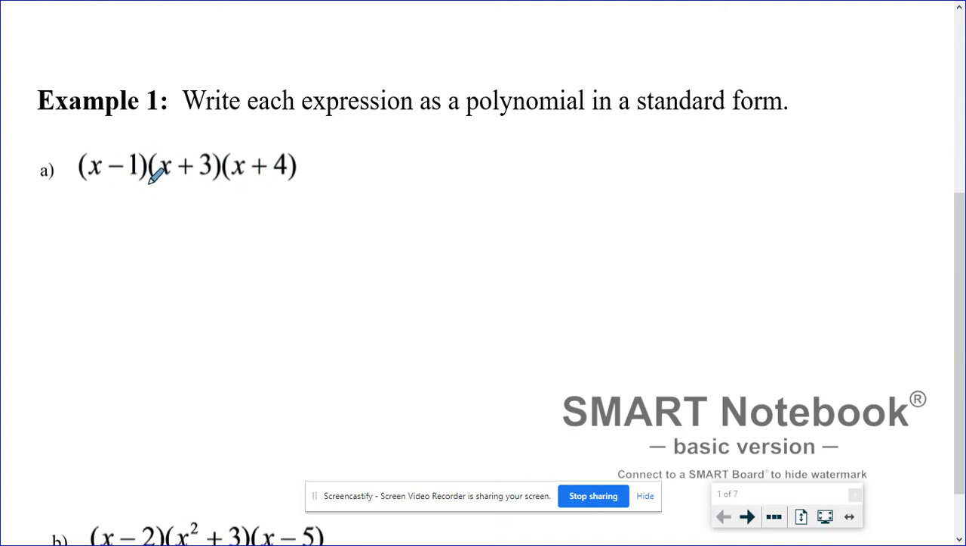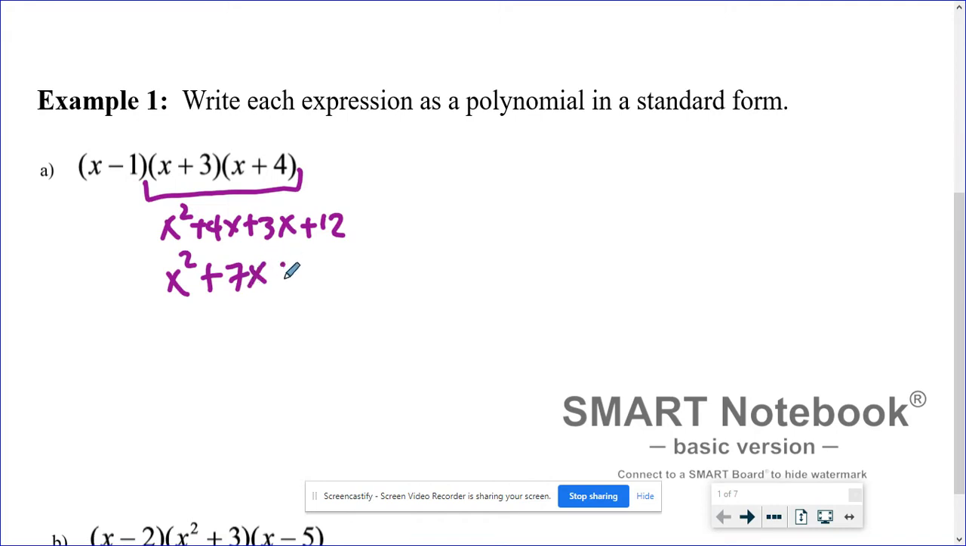three binomials, what I'm going to do is multiply two of them together first. Doesn't matter which two you pick, I'm just picking those two. So x times x is x squared, x times 4 is 4x, 3 times x is 3x, 3 times 4 is 12. So you end up with x squared plus 7x plus 12. Still haven't done anything with this x minus 1, so we're going to do that.